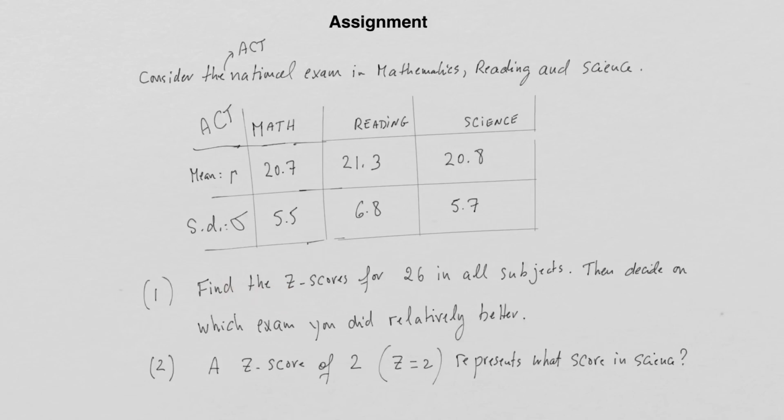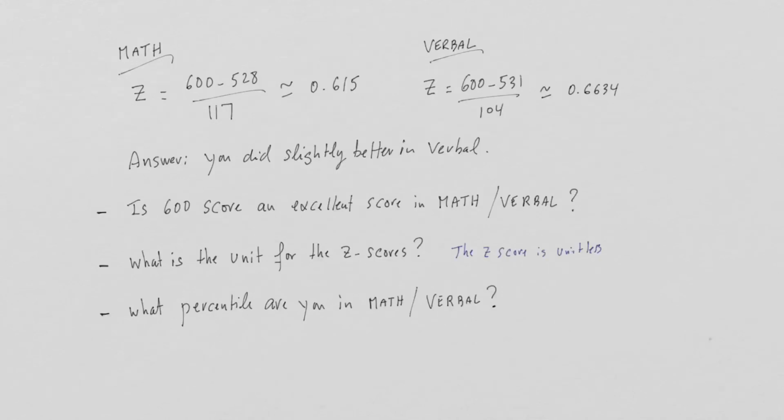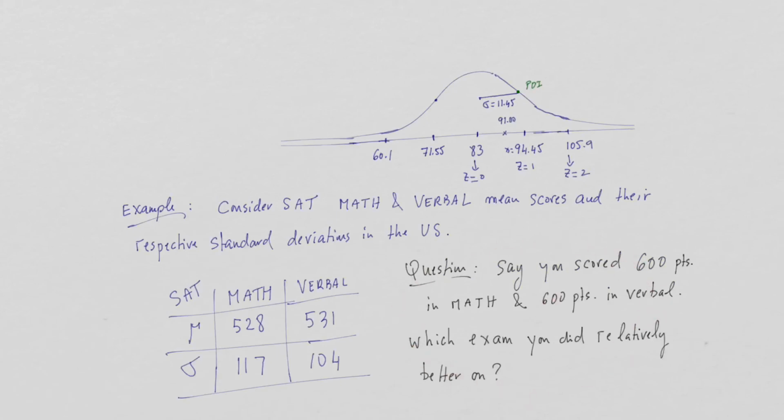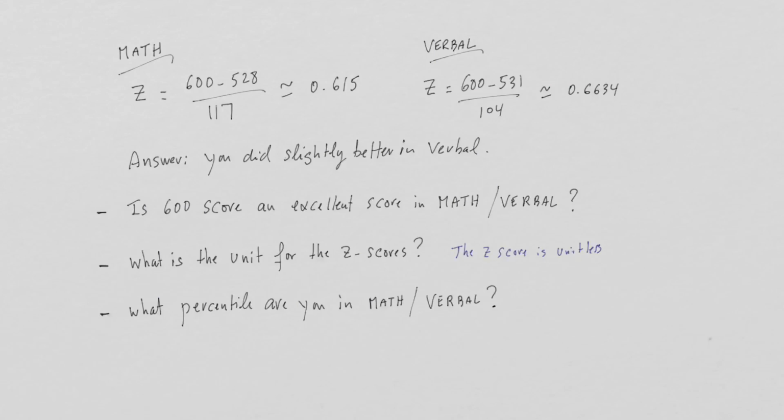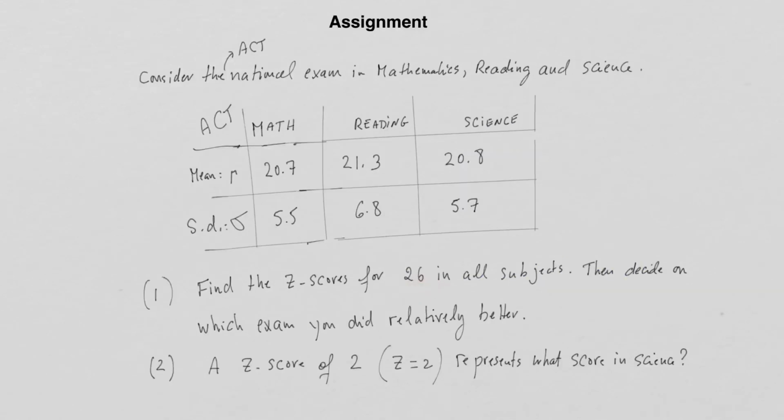What I would like you to do is imagine you, the listener, got 26 in all subjects. You got 26 in math, 26 in reading, 26 in science. I want you to decide in which exam you did relatively better, just like what we did here with 600. You got 600 in both. In which exam did you do relatively better? So imagine you got 26 in math, 26 in reading, 26 in science, and this is their means, given to you, and these are the standard deviations given to you. In which exam did you do better or worse? And make sure you explain.